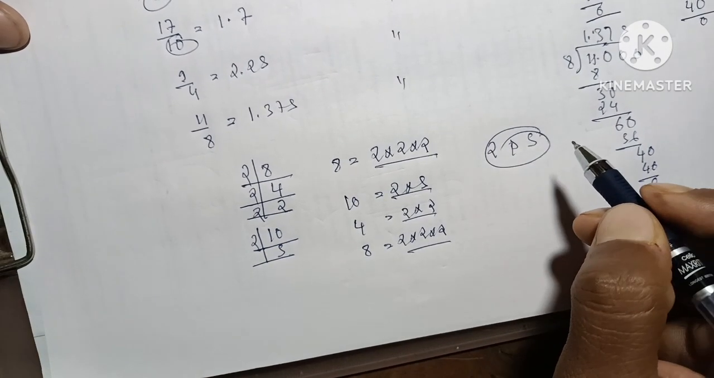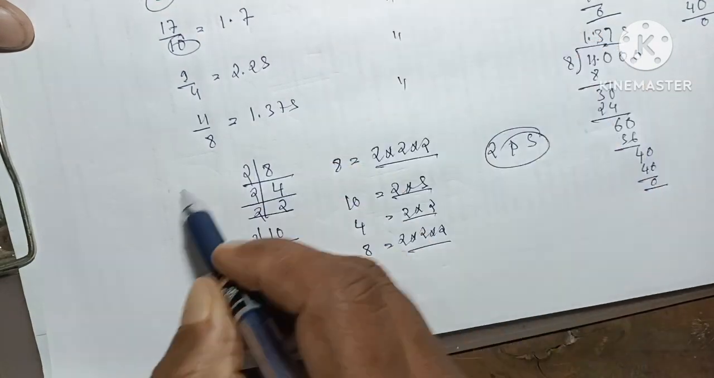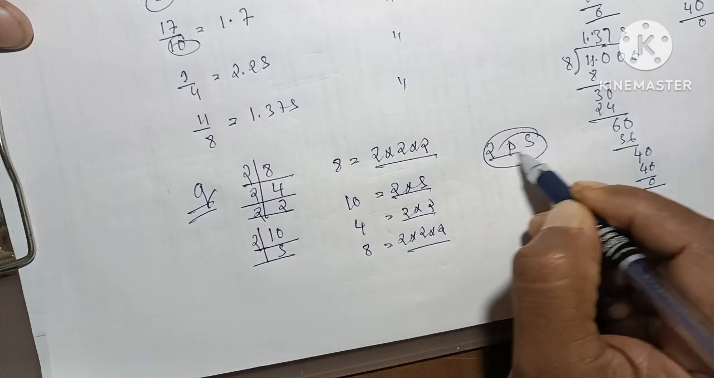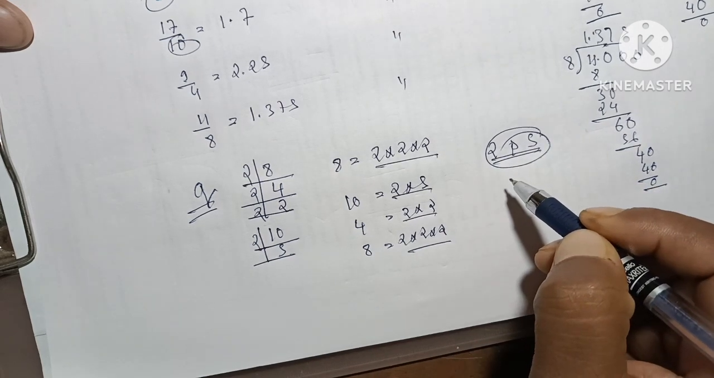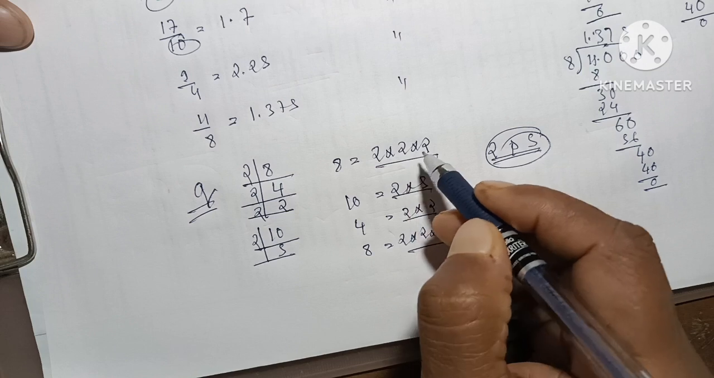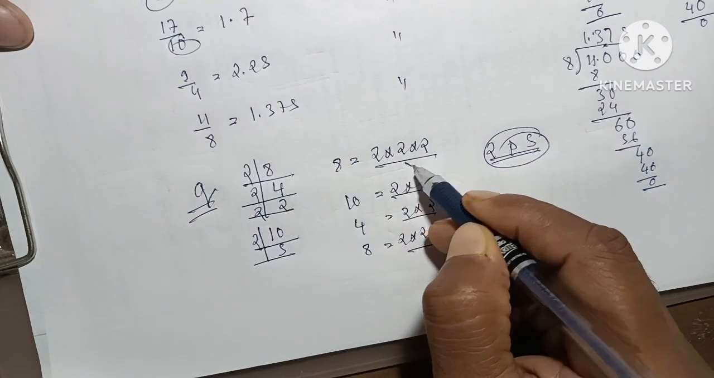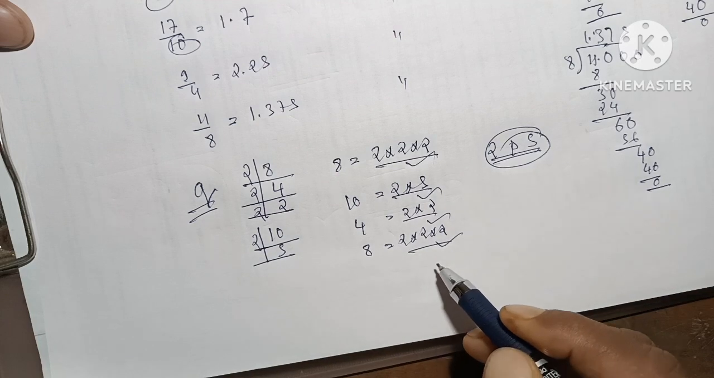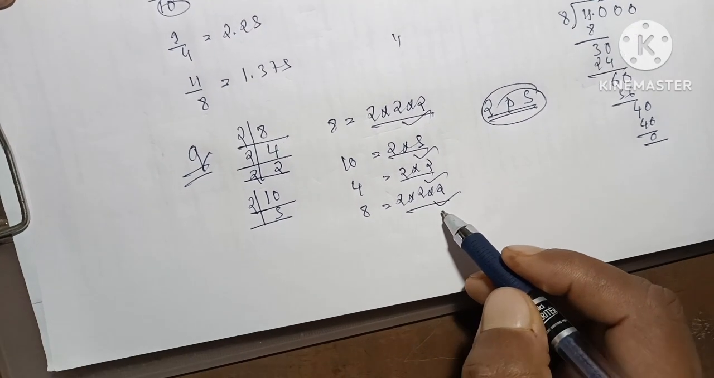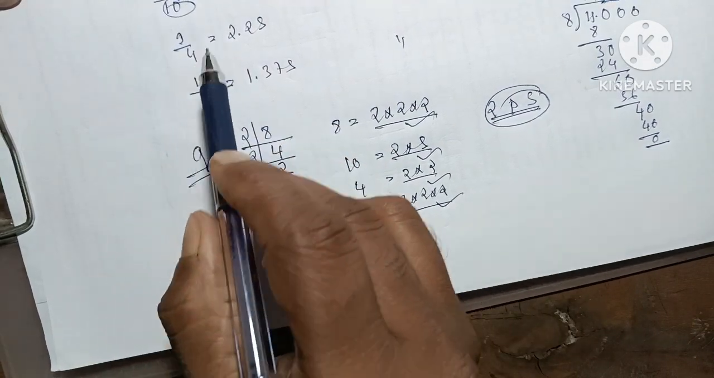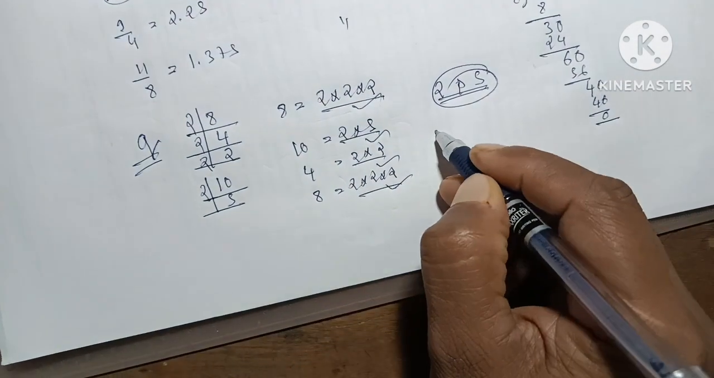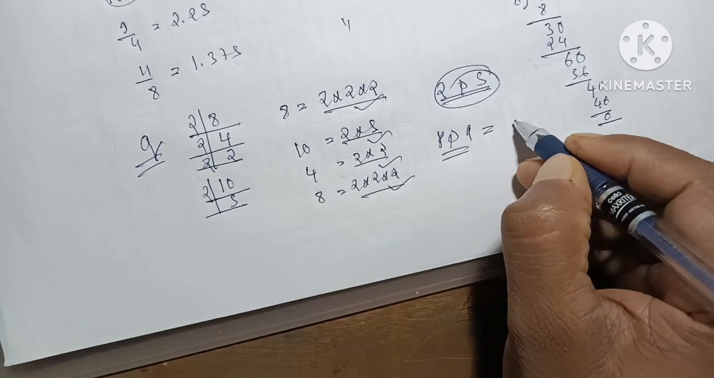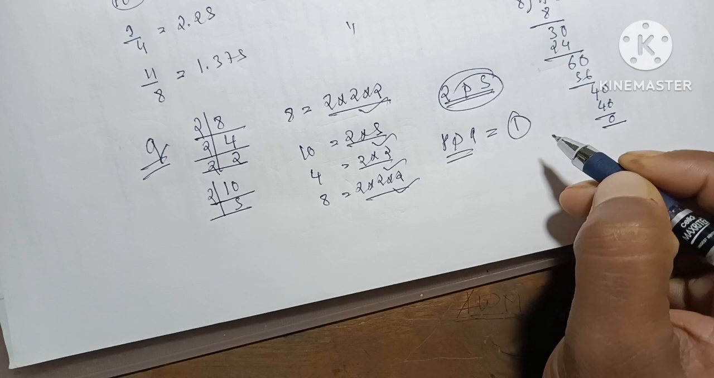Clear? It means for a terminating decimal expansion, the denominator Q must have only the prime factors 2 and 5. Here all denominators have prime factors 2 and 5. This one should be satisfied. Then next, both P and Q should have the common factor of 1.